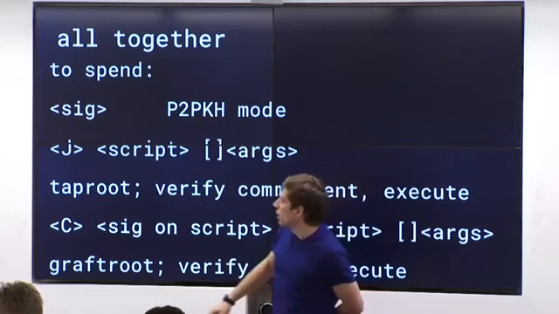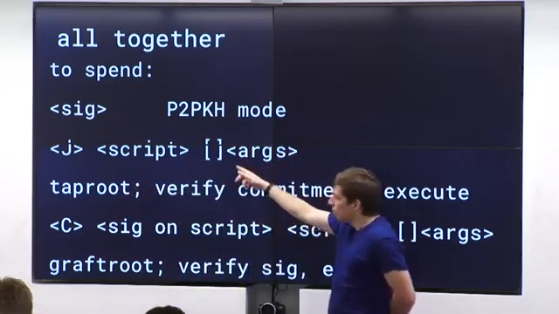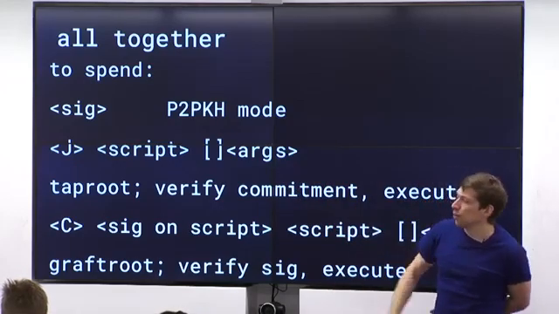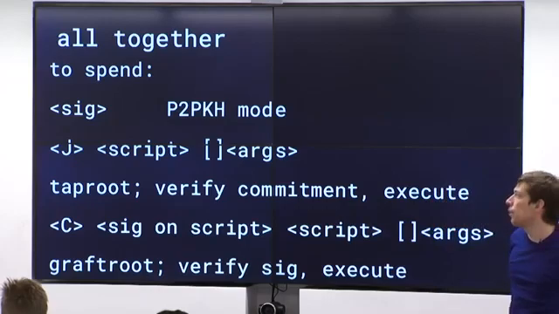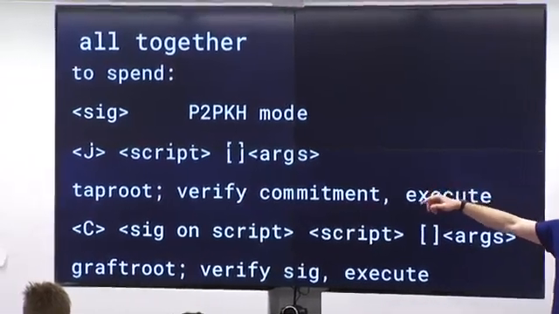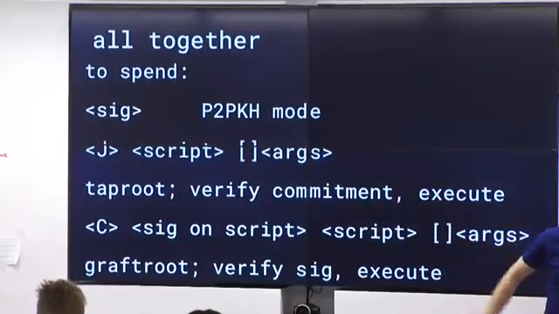Another thing I can do is provide a point J, a script, and a series of arguments for the script. And that's taproot. I verify that J plus the hash of J and the script times G is equal to that pub key. And then I execute that script.